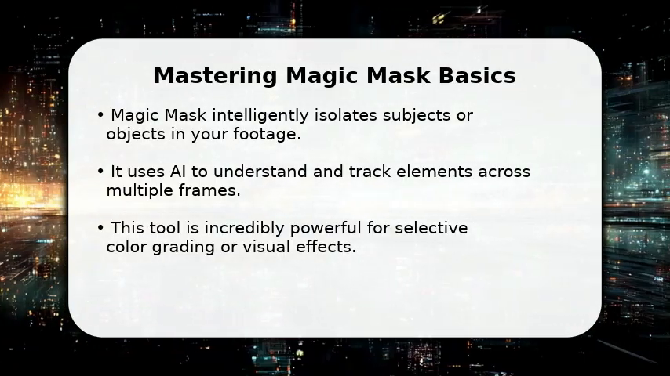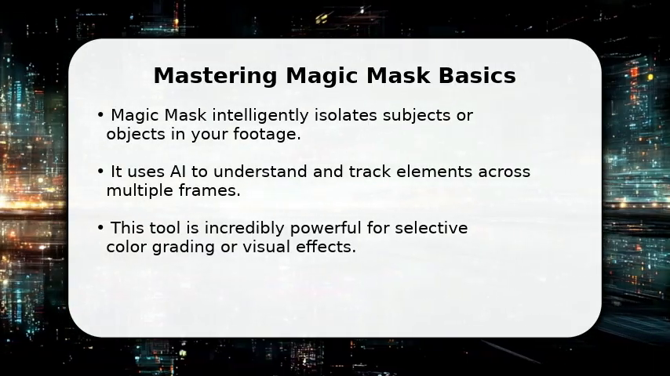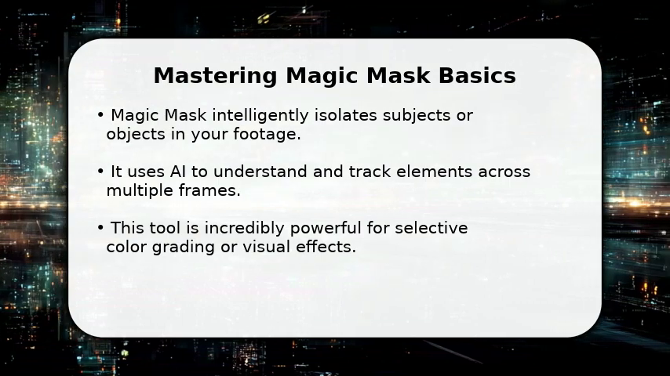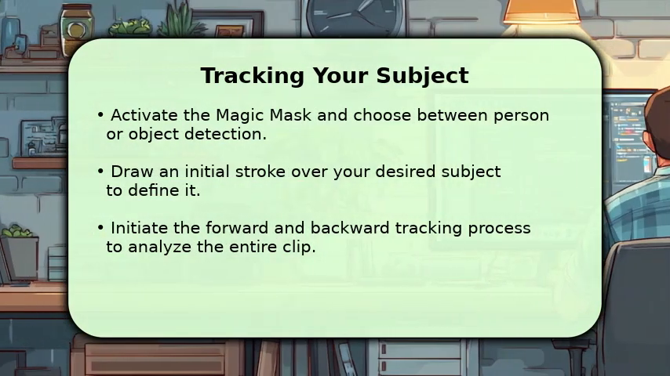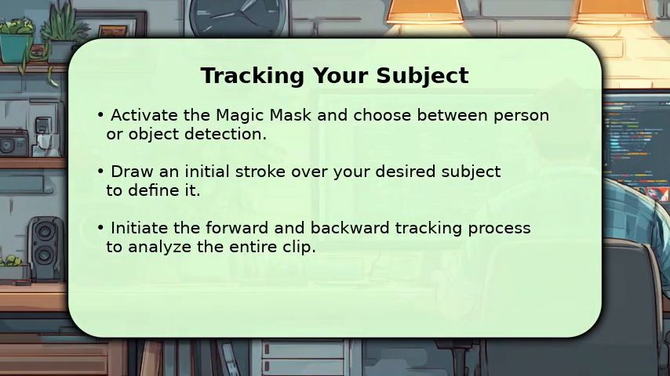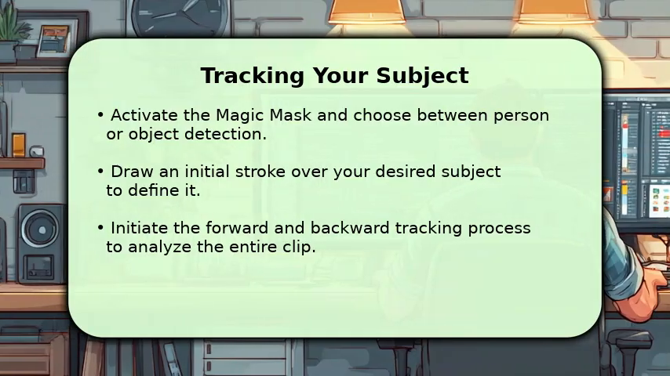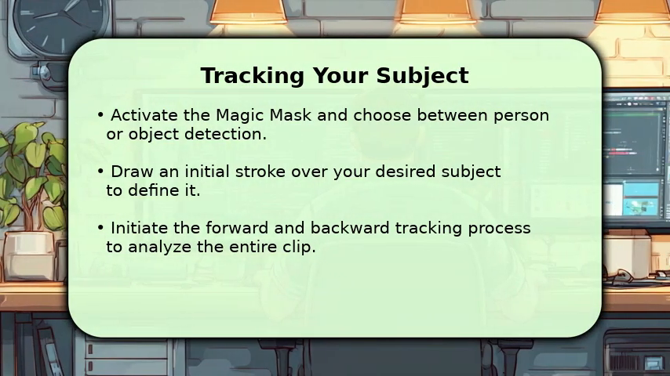It is a fantastic tool for making precise adjustments to only selected parts of your footage, greatly enhancing your creative control. Once on the color page, activate the Magic Mask by clicking its icon. You will then select either the person or object mode, depending on your subject. Use a short, confident stroke over the element you wish to isolate.